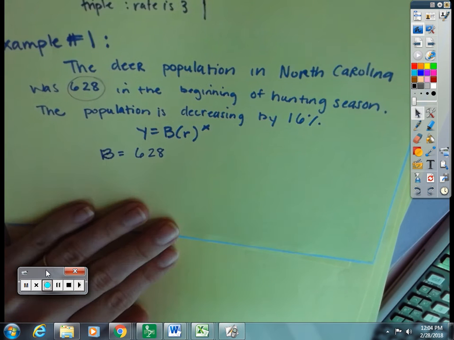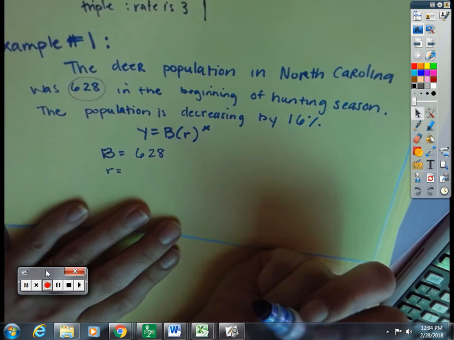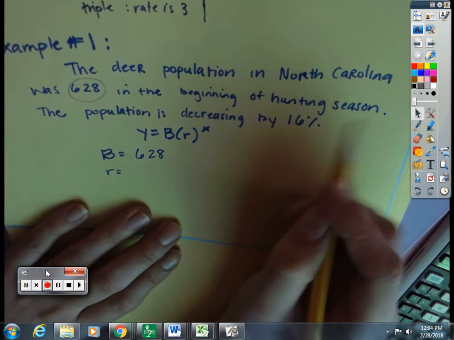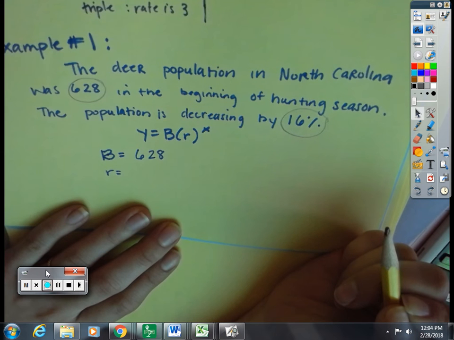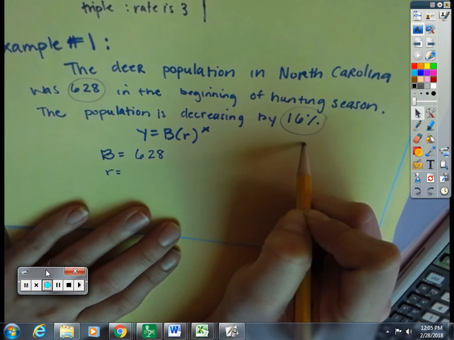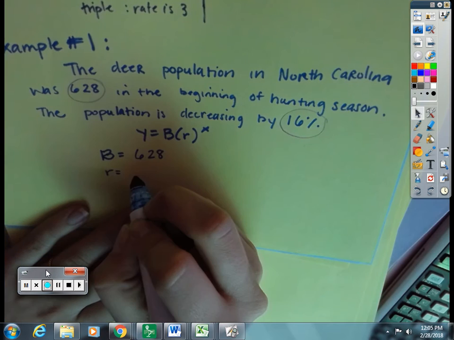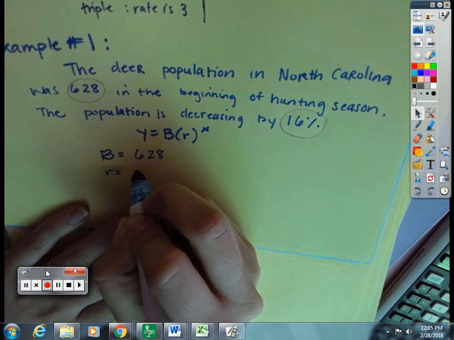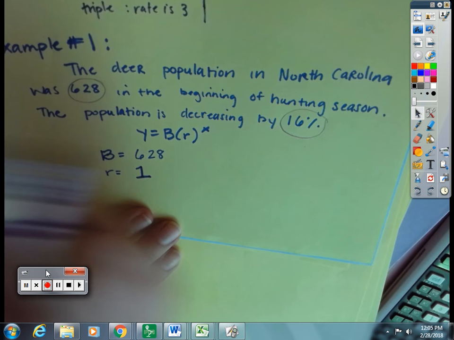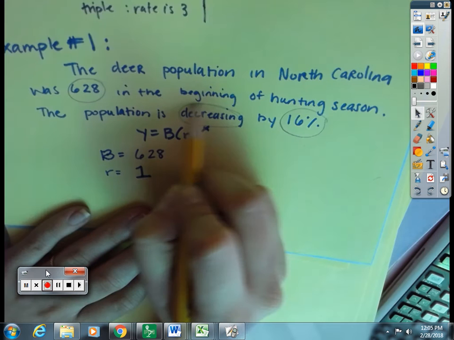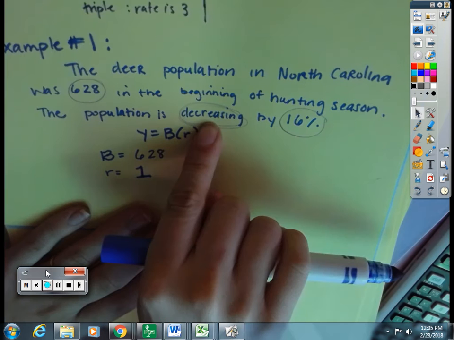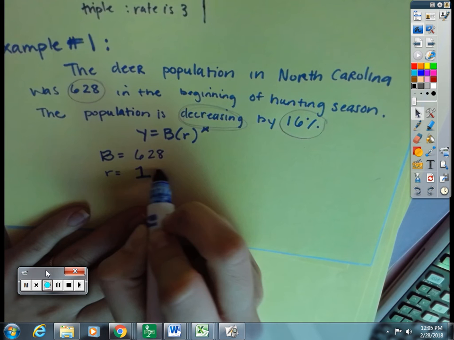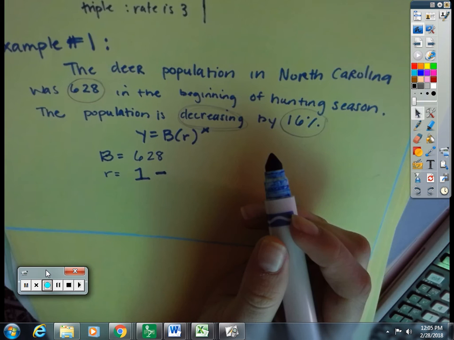Alright, my rate. Now, if you notice, they give you a percent. They didn't say double, they didn't say twice, they didn't say triple, they said 16%. Now, with my rate, I either do 1 plus or 1 minus. It tells me decreasing in the problem. Decreasing is smaller, so that would be minus. 1 minus.